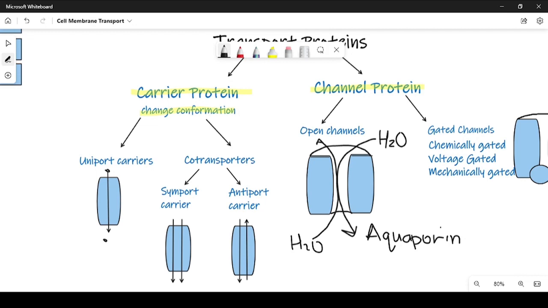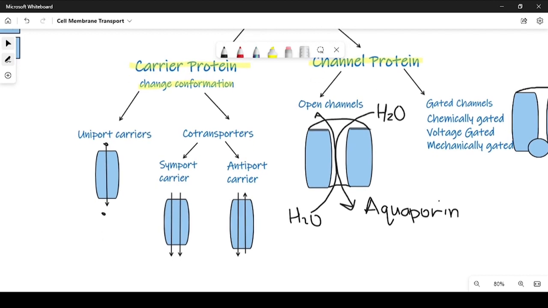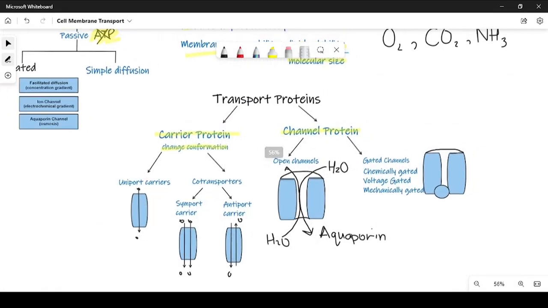Or we have cotransporters. For cotransporters, we have the symport carrier. A symport carrier takes in two molecules but moves them in the same direction. So if they're entering the cell, both of them are entering the cell. If they're exiting the cell, both of them are exiting the cell. In contrast, an antiport carrier takes in one molecule and moves another molecule out of the cell. So these are the means by which passive transport is carried out.